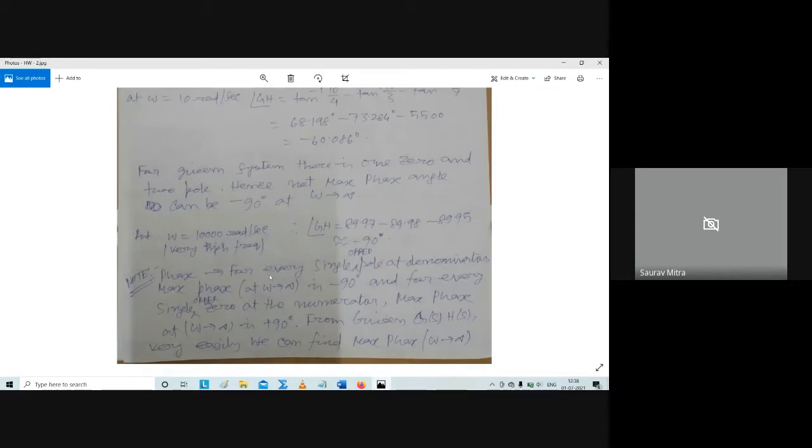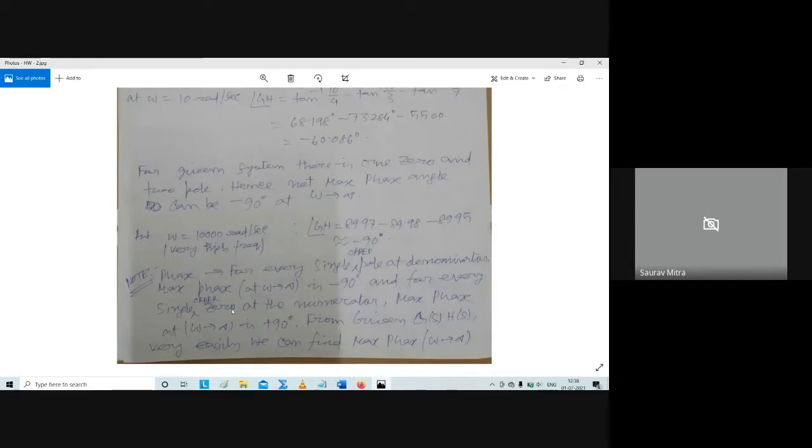Note the phase. How is the phase going to be for infinity? For every single pole at the denominator, the maximum phase as omega tends to infinity is minus 90. For a double ordered pole, minus 180, and for a triple ordered pole, that will be minus 270. So there's a very simple thing you have to understand. For every single ordered pole at the denominator, the maximum phase is minus 90. Maximum phase means when omega tends to infinity.